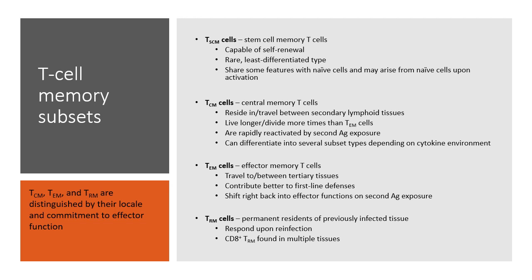TSCMs, stem cell memory T cells. These have some characteristics of true stem cells. They're capable of self-renewal, which is not like what we see for our effector T cells. They retain this ability to actually proliferate and make more copies of themselves, like what we saw back in the naive T cells. These are rare, and they are the least differentiated type of memory T cell that you actually have.